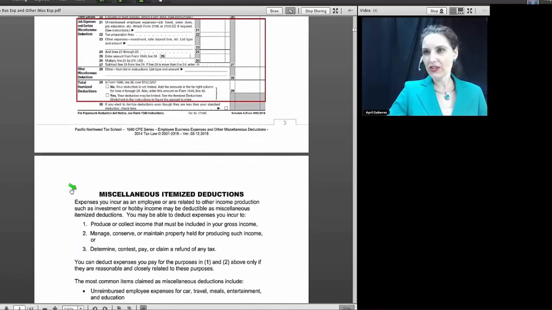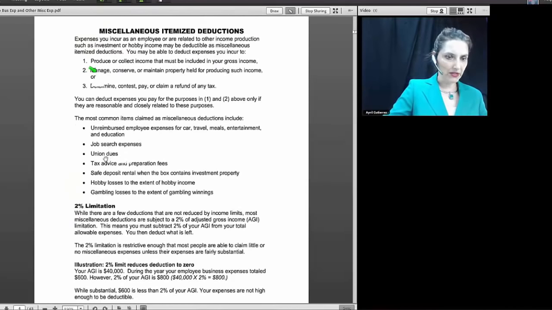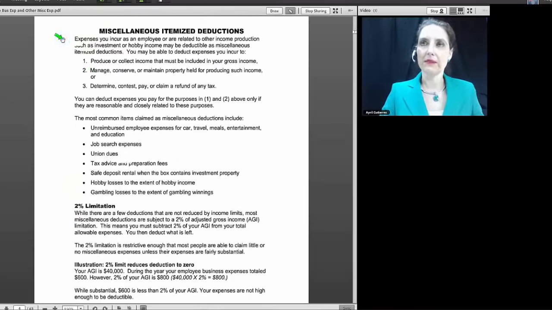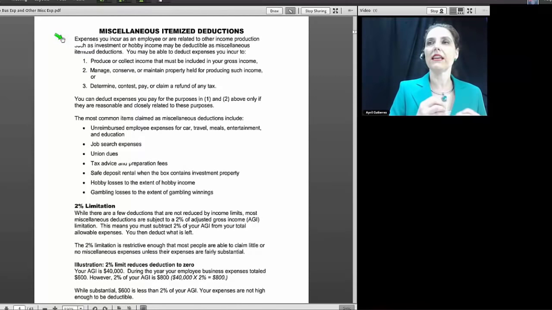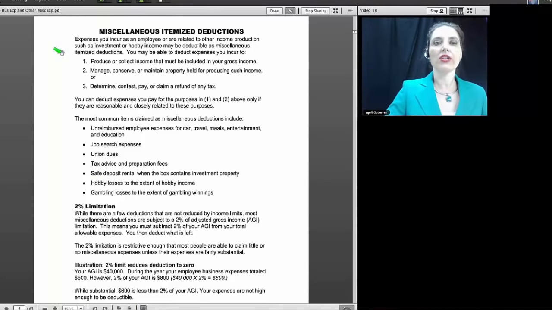So let's move on to the next page of the manual, which is page 4. And we're going to begin with an introduction to miscellaneous itemized deductions, just in general. And expenses you incur as an employee or are related to other income productions such as investment or hobby income may be deductible as miscellaneous itemized deductions.